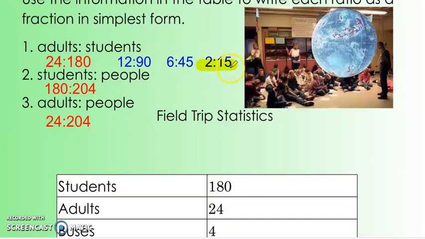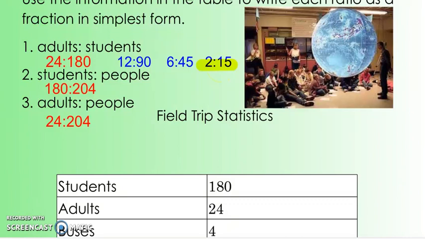So 2 to 15 is equivalent to 24 to 180. Actually, it's equivalent to all of these that we created, all these ratios. But since we want simplest form, 2 to 15 would be my answer.